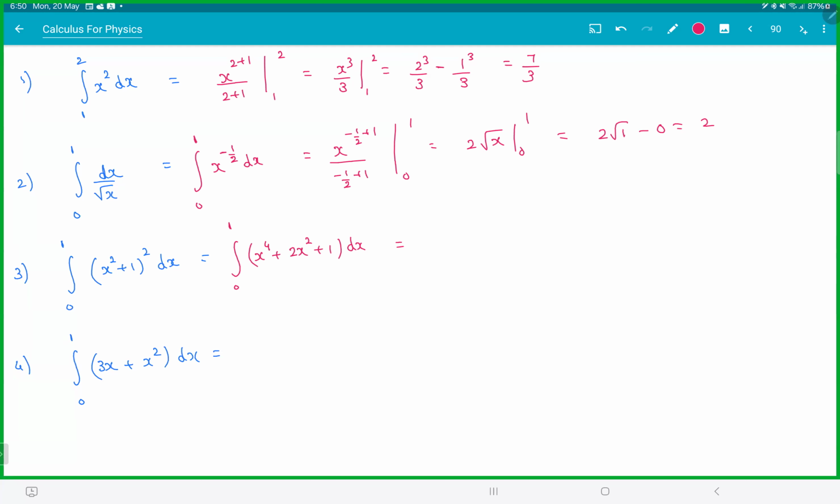So the integral of x power 4 is x power 4 plus 1 by 4 plus 1, x power 5 by 5. I'm writing directly now. 2 x square dx is x cube by 3, plus 1 dx is x only. Maybe I'll put it in more detail. x power 4 dx plus 2 times x square dx plus 1 into dx can be written as x power 0 into dx. Make sense? 1 is x power 0, no?